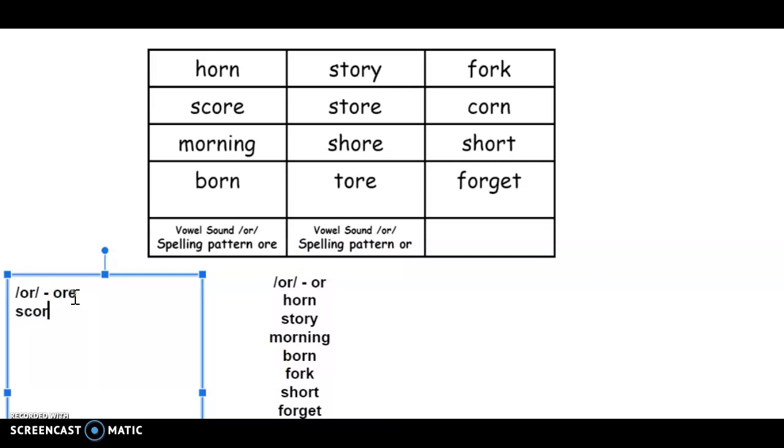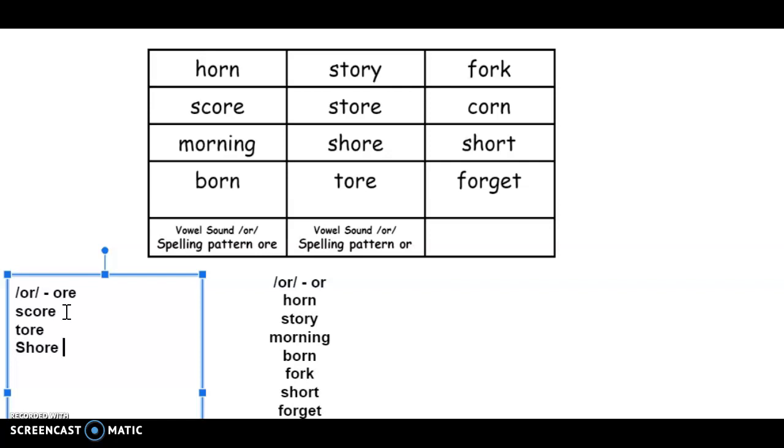So, for example, in the word score, I score a point for my soccer team. Score. The spelling pattern is O-R-E, and I hear that OR sound at the end of the word. If I look at the word tore, I tore my paper so that I could do some artwork. Tore.